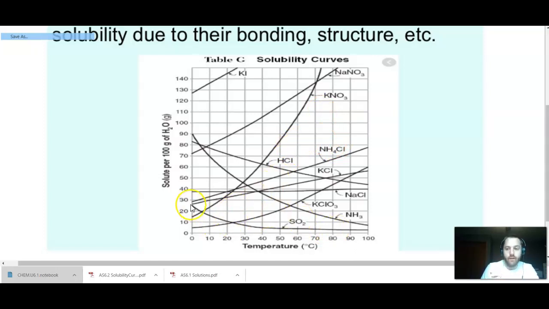Gases work a little bit different, and we'll talk about this later, but if you follow this SO2 line here, which is a gas, similar to your carbon dioxide, or NH3, these covalent compounds, you're actually going to see that as you increase the temperature, you can dissolve less of them. And picture, well, we'll talk about that when we get to it.